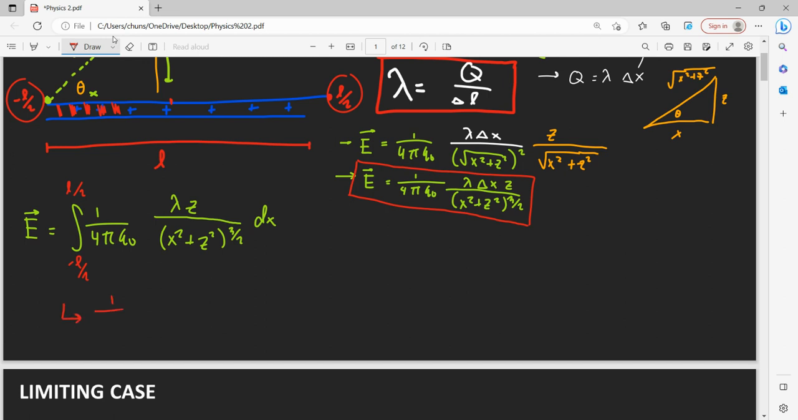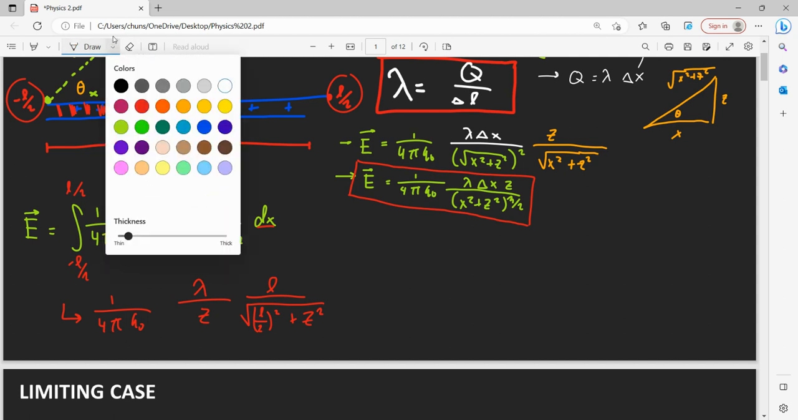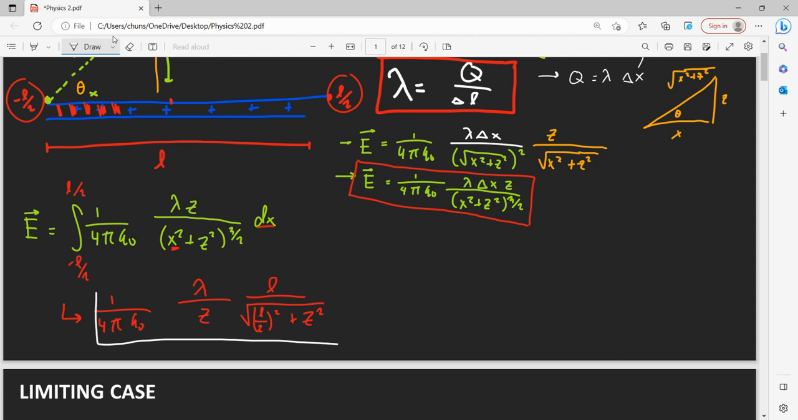But just know that once we integrate this, this turns into 1 over 4 pi epsilon naught lambda over z and L over the square root of L over 2 squared plus z squared. So length over 2 is just in place of our x because that is what we are integrating with respect to. So that is the equation that we would use for that case.